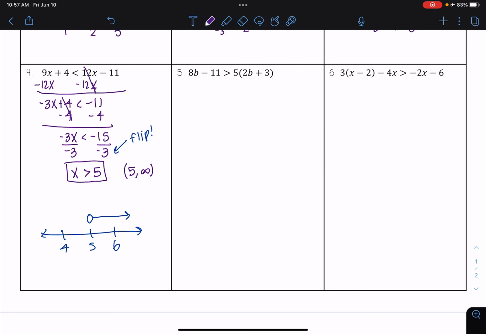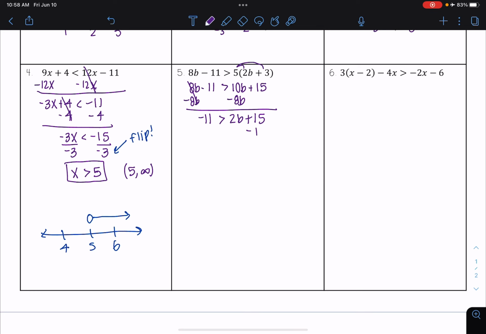Okay, this next one, I have some parentheses going on the right-hand side. So just like if we were solving a normal equation, I'm going to go ahead and distribute that 5 first. So I have 5 times 2b to get 10b, and then 5 times 3 to get 15. Now this time, just so I can show a different way than we did for number 4, I'm going to go ahead and move the 8b to the other side so we avoid negatives. So I'm going to subtract 8b from both sides. And I get negative 11 is greater than 2b plus 15.